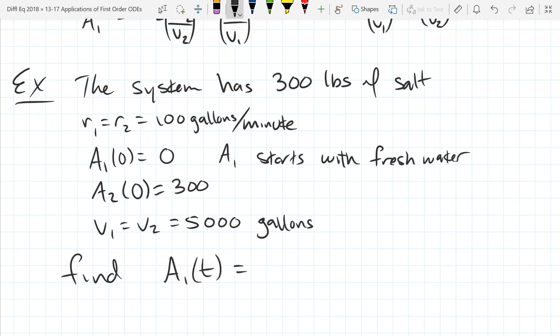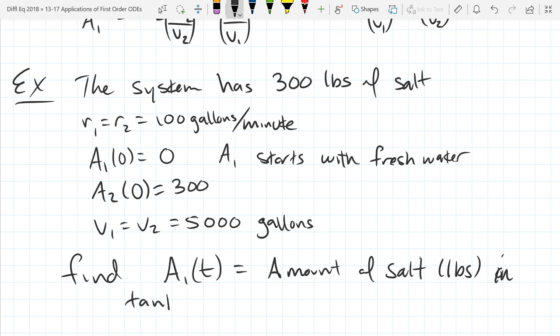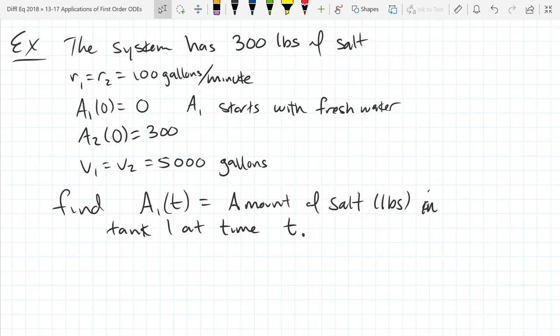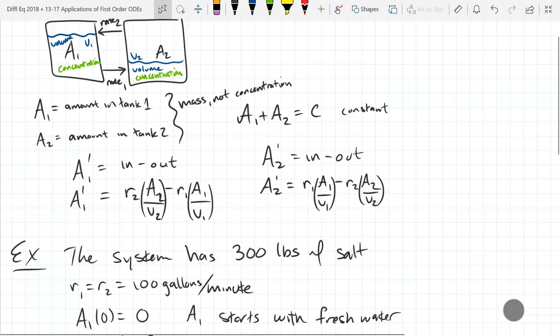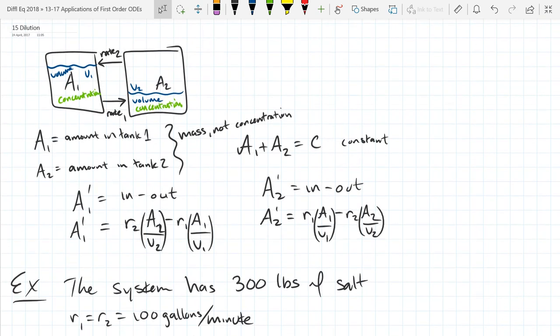So find A1 of t, which is the amount of salt in pounds in tank 1 at time t. I could just as well ask for the amount of salt in tank 2 at time t. All right, so the only thing we know right now about the amount of salt is that at zero time there's no salt. So we've got fresh water on the left and salt water on the right. And then we're basically going to be mixing them.